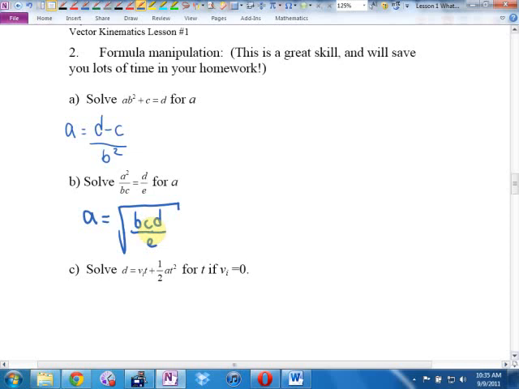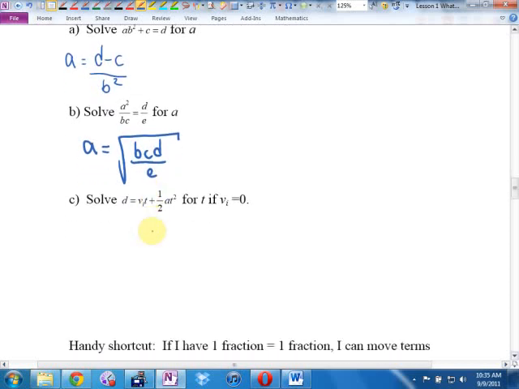C, solve D equals VIT plus a half AT squared. Hey, that should look familiar. For T, if VI equals 0. Now, if VI equals 0, what does that mean? I'll write this in our notes, but I would be okay if you didn't bother dropping all this down. The other thing that I do, though, is I don't think of this as one half. What I really think about this is at squared over 2. Is that not the same as multiplying by 1/2?